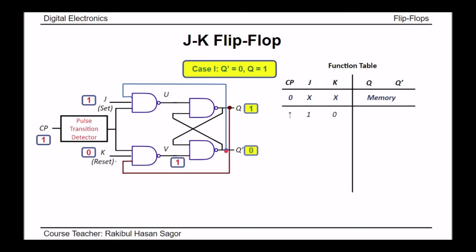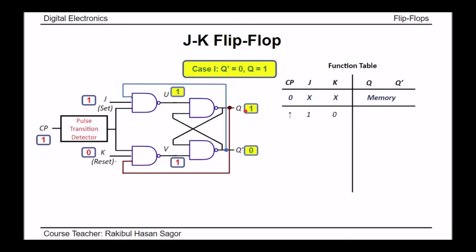As Q prime is equal to 0, this 0 will appear as an input of this NAND gate. So we have clock pulse equal to 1, J equal to 1, but this feedback is equal to 0, which is coming from the previous value of Q prime. So what will be the value of U here? As one of the inputs is 0 here, the value of U will be 1. So when we have U equal to 1, V equal to 1, this portion which is acting as the SR latch is getting 1 1. For 1 1 input, the output will hold the previous value.